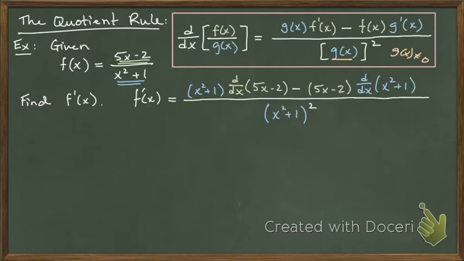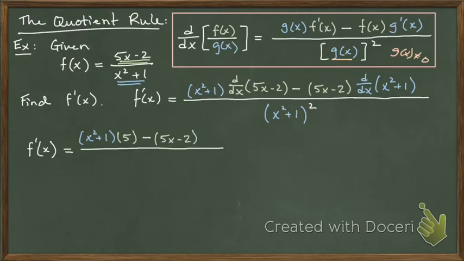Again, I've written it long ways. What I mean by that is I didn't take the derivatives in blue and green there in real time. I'm just setting it up so I see where everything comes from. So what I've got here is a derivative. X squared plus 1 stays the same, but the derivative of 5x minus 2 is just a 5. Minus, again in green, I stay the same there, 5x minus 2. Now the derivative of x squared plus 1 is a 2x. Easy enough. The denominator stays the exact same.